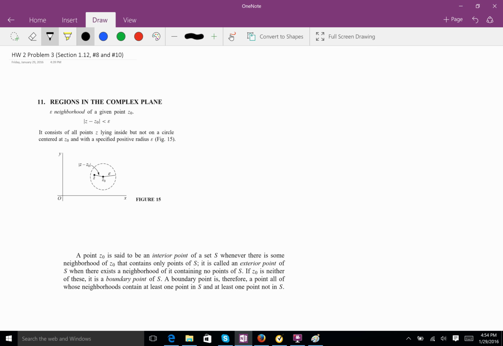The first thing we have to understand is what an epsilon neighborhood of a point z naught is. Basically, we're given some point z naught, and we're looking at the set of all points within epsilon of z naught. So this is going to be some length epsilon, and these are all the points that are going to be less than a distance of epsilon from z naught. And really, if we want to be careful, we actually have to draw a dotted line. We're not considering the circle itself. So this is all the points that are in the interior of this circle.